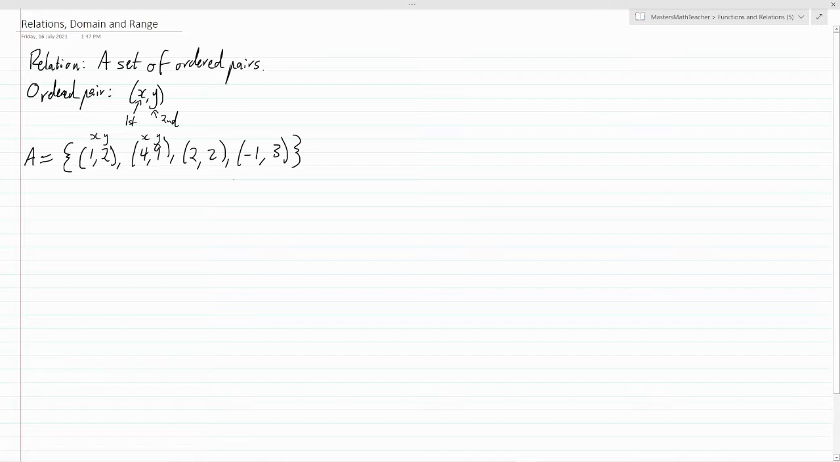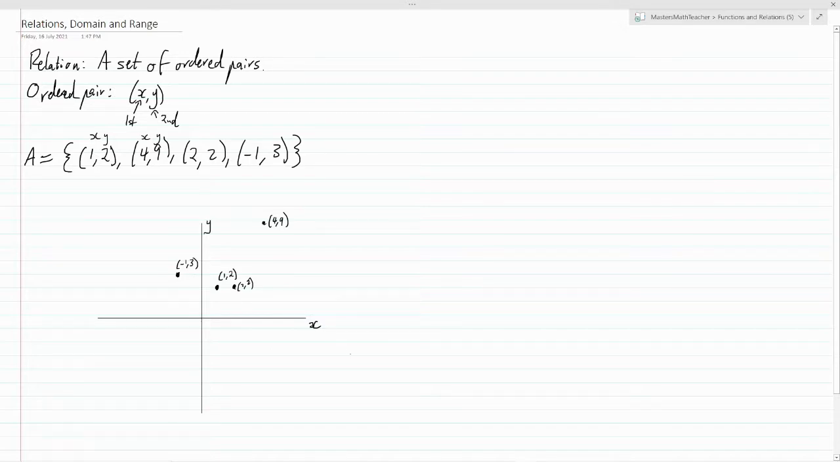Now we can actually graph this relation. So we've got (1, 2), so 1 across, 2 up, so about there. Now when we're plotting, we like to actually write the coordinate next to it. We've got (4, 9), so maybe here. Now mine isn't to scale, but you get the idea of what's going on. (2, 2), so we're going 2 across, 2 up. And we've got (-1, 3), so over here.